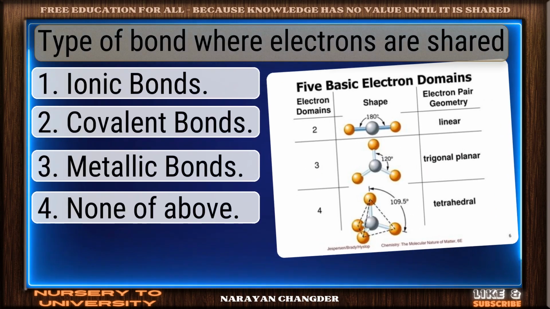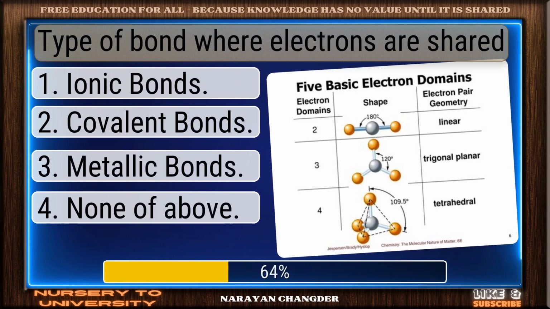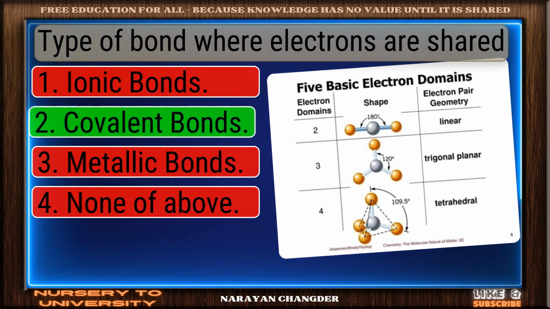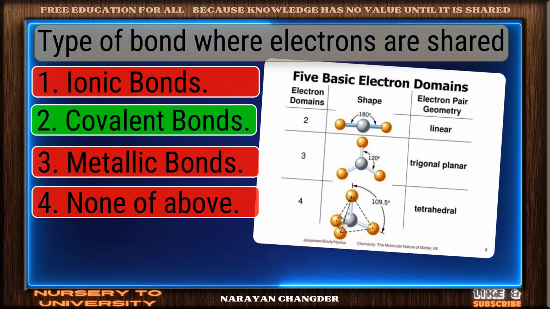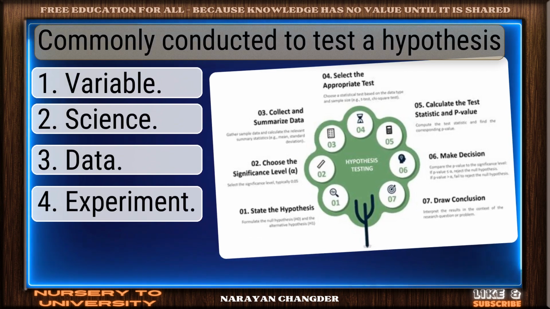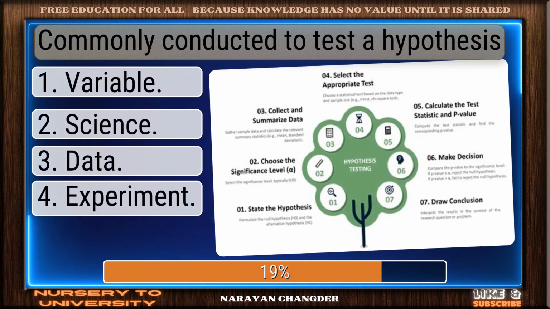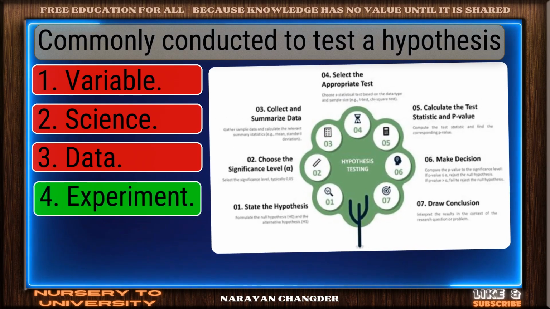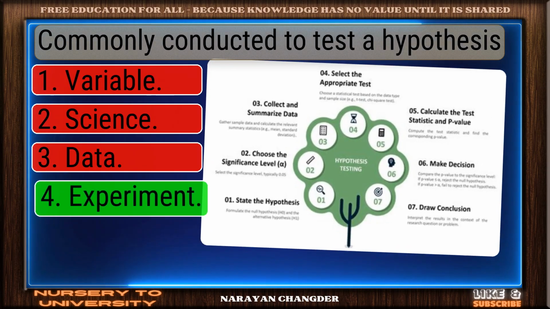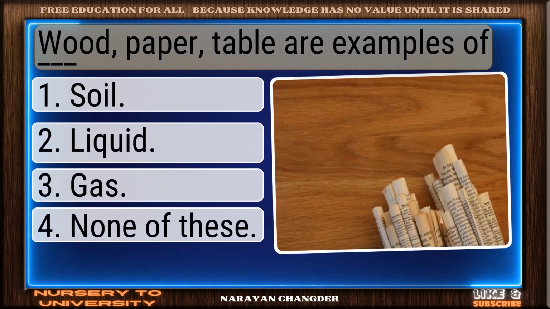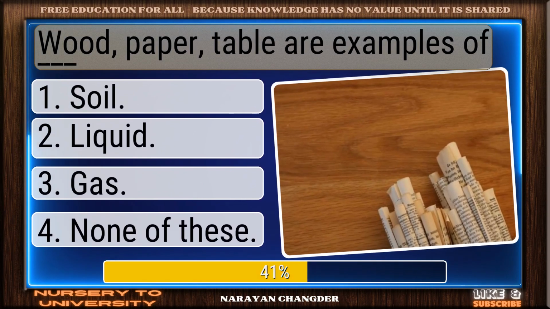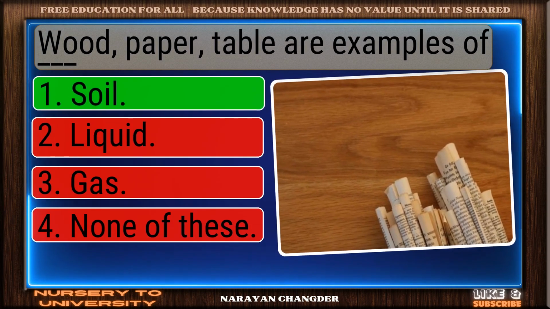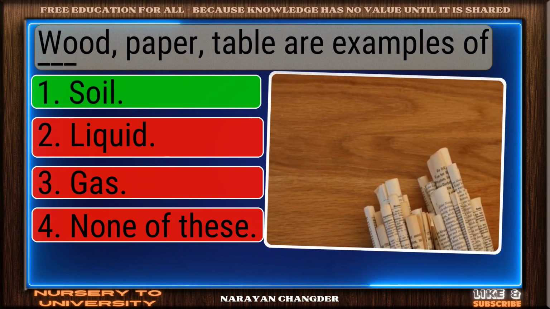Type of bond where electrons are shared. Valid point. Covalent bonds is true. Commonly conducted to test a hypothesis. Correct response. Experiment is the most accurate answer. Wood, paper, table are examples of dash. You chose soil, and it is correct.